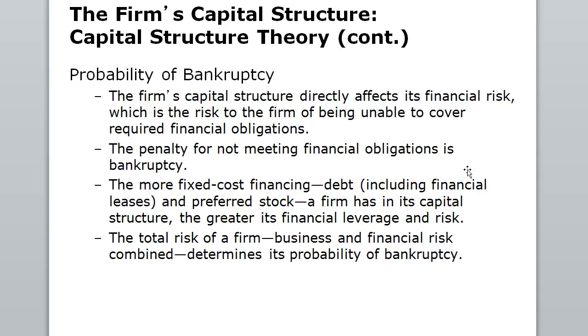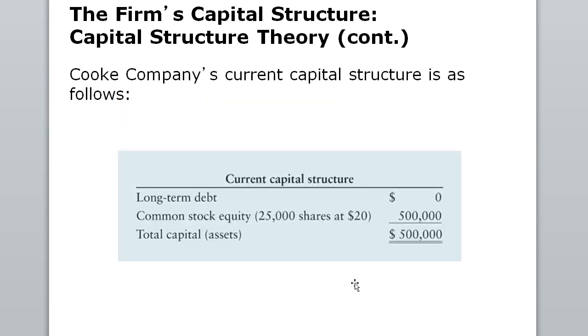So the more fixed cost financing, the more risk in the system, the greater the financial leverage and risk. So the total risk of a firm, the business and financial risk combined, is going to determine the probability of bankruptcy. Financial risk is the risk of not being able to pay your debt, and business risk is the risk that your business is not going to make money. So together, that's the total risk of a firm, business and financial risk together.